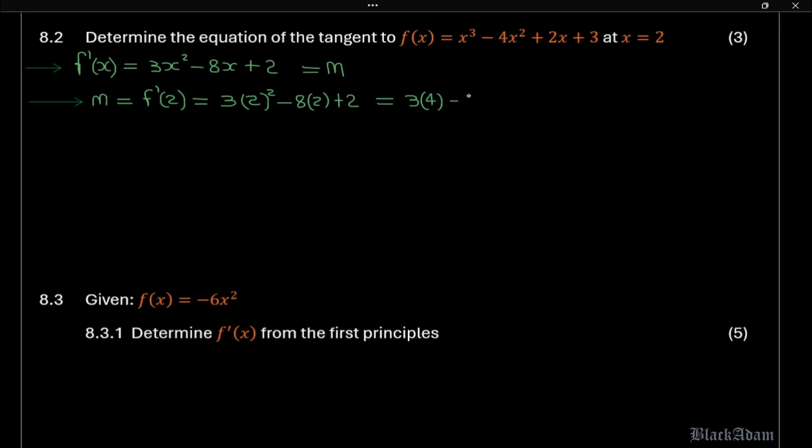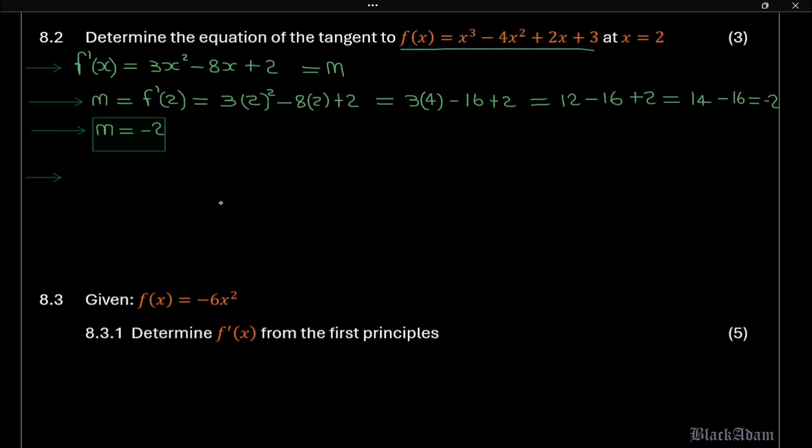Okay, so simplifying that would be 3 multiplied by 4 minus 16 plus 2, and that will mean we have 12 minus 16 plus 2, which is 14 minus 16, negative 2 as our answer. So our gradient is negative 2. So we found our gradient. Now we need to know for the curve, what is the y value when x is 2.